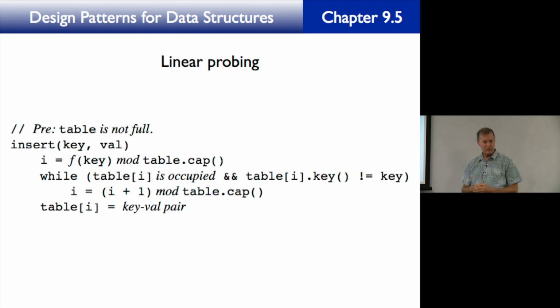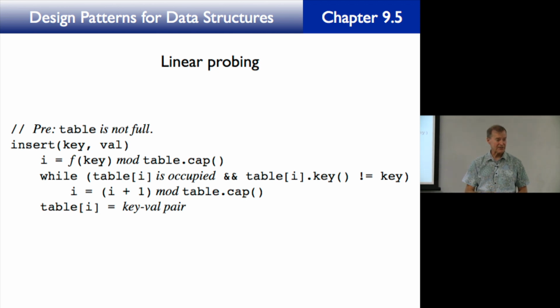Otherwise, if it's occupied, you have to compare it with the key. So this is short circuit evaluation. If table sub I is occupied, then the second test happens. But if table sub I is not occupied, that second test does not happen. It's short circuit, right? But if the table is occupied, then you have to check the key to see if the key that's stored is equal to the key that we're trying to insert. Are you with me?